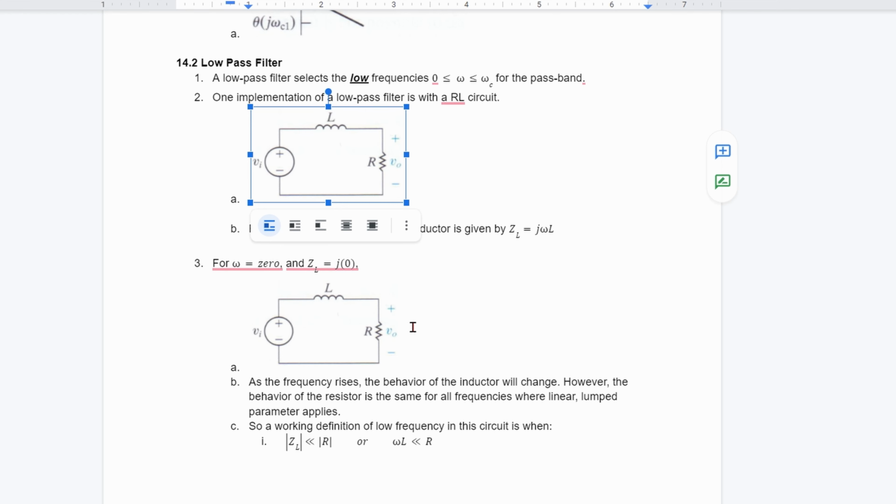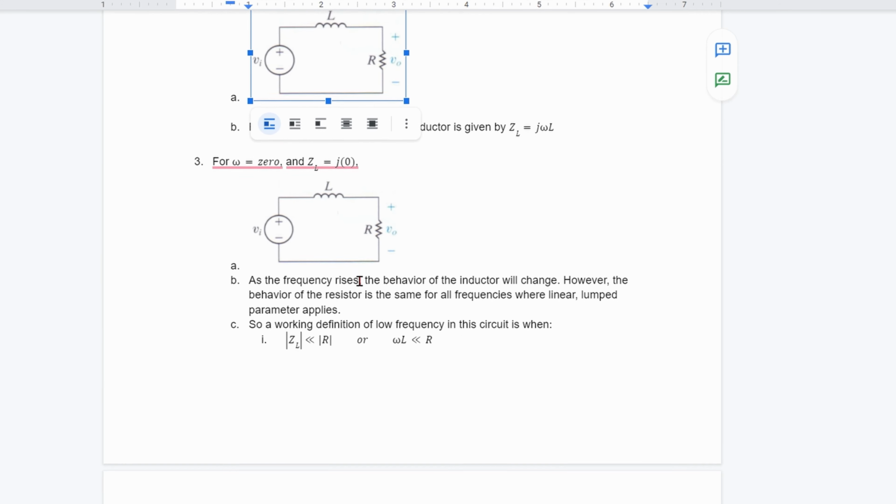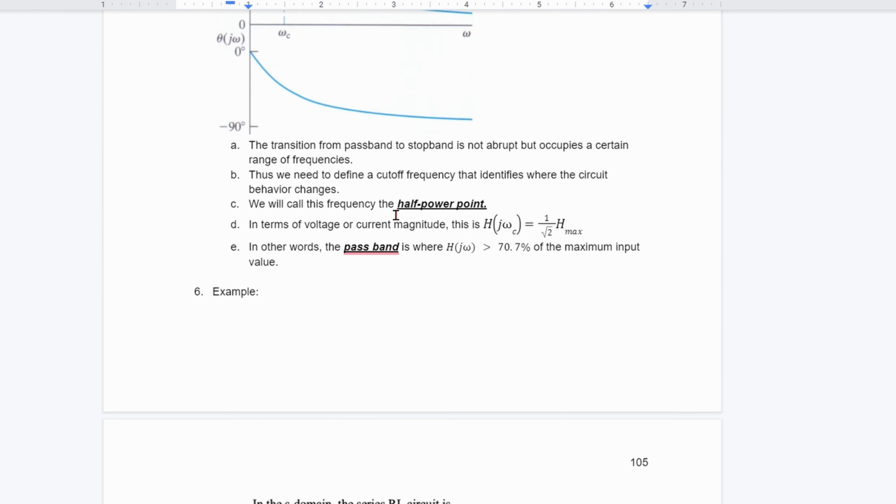So an easy way to remember this is low pass filter. We have our L for low. They start with the same letter. L's on top, and then our resistor has to go on the bottom here. And then we have some more information about this here.